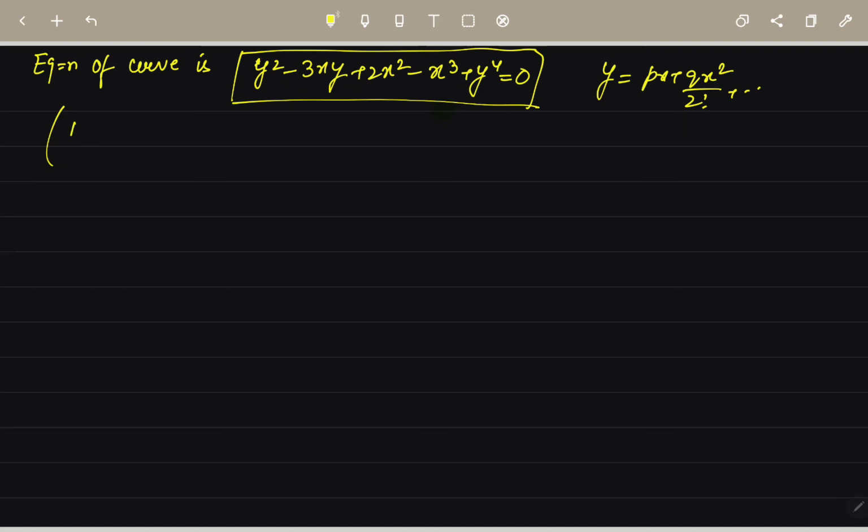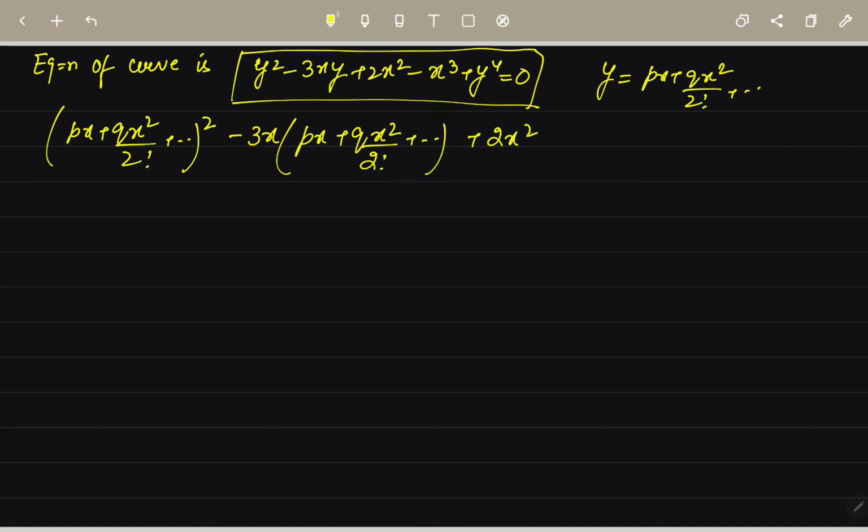So now I will get (px plus qx square by 2 factorial plus so on) whole square, minus 3 into x into y, where y is px plus qx square divided by 2 factorial plus so on. Similarly, the next term is 2x square, the next term is minus x cube, and last I have (px plus qx square by 2 factorial plus so on) whole raised to the power 4, and this is equal to 0.